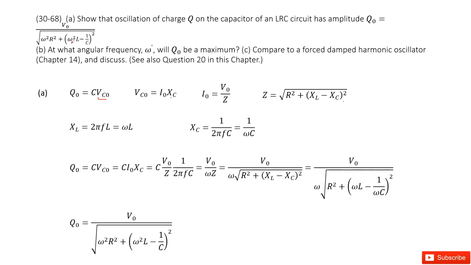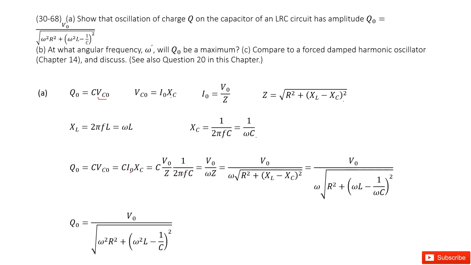Now there we look back. In this equation, it is a function of omega. So it looks like we can write the inductive reactance XL and the capacitive reactance XC in terms of omega. So XL is omega L, and XC is 1 over omega C, right? Now we come back there. We write down Q0 as the charge on the capacitor, right? So this is C times V_C0, and then replace V_C0 with I0 times XC. Now I0 we replace with V0 over Z, and XC is 1 over 2 pi f C, right?